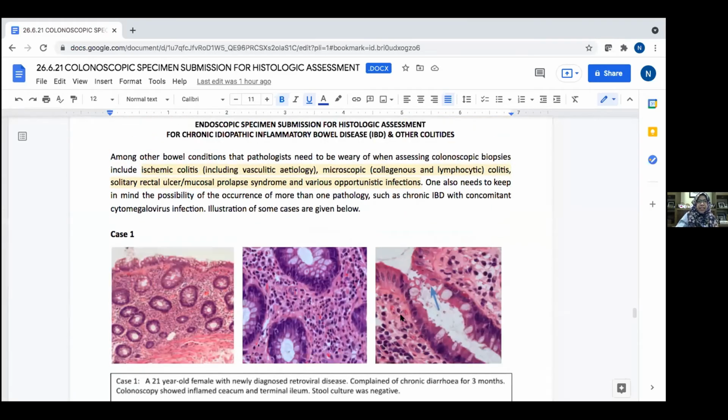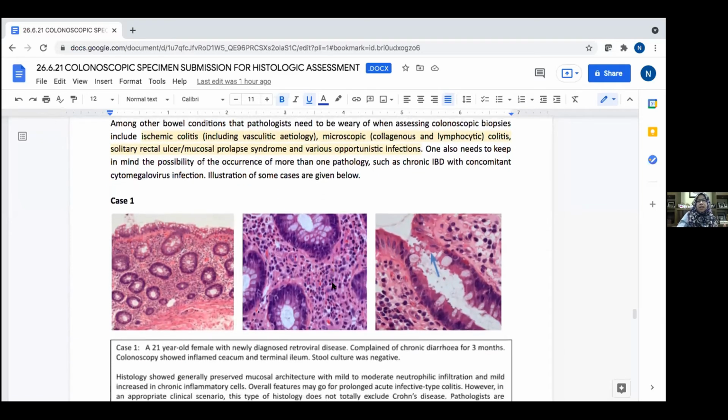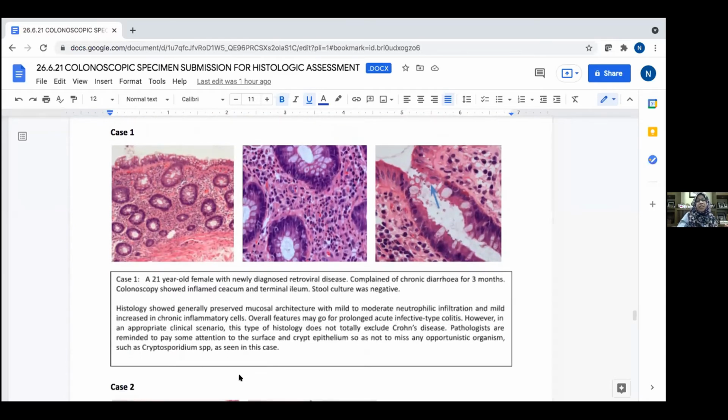Now, next, there are so many other causes of diarrhea or PR bleed, or sometimes weight loss for that matter. I thought that the easiest way for me to highlight the possible underlying etiology other than IBD is by showing you cases. So I've got a few cases here just to highlight the possible findings in your biopsy. If it's not IBD, what could it be?